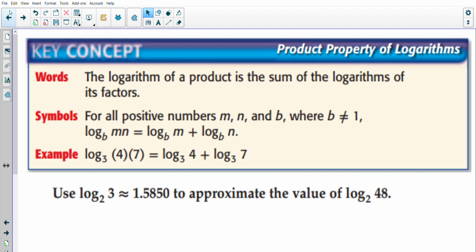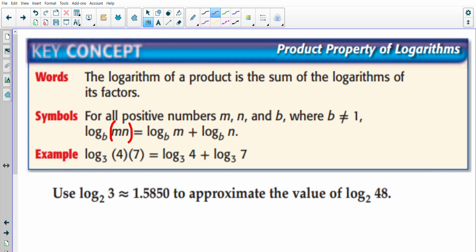For all positive numbers m, n, and b, where b is not equal to 1, the logarithm base b of m times n. Now that means that m and n are both inside the logarithm function. So it becomes log base b of m plus log base b of n.